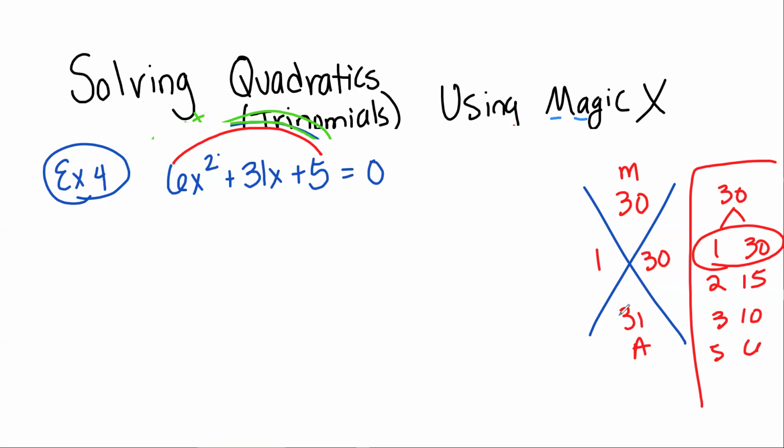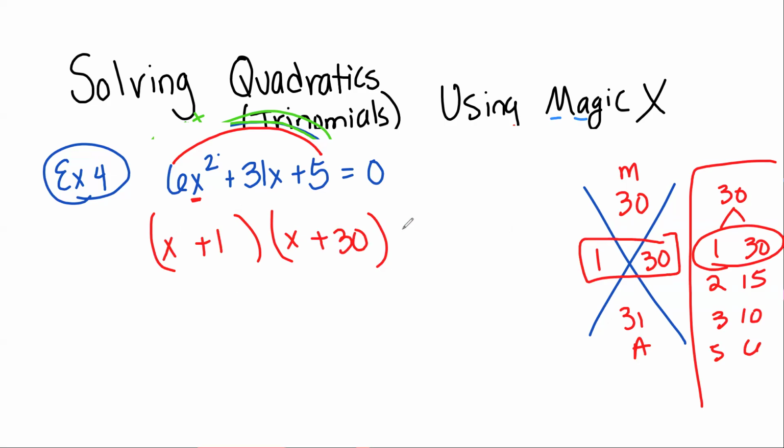1 plus 30 is 31. 1 times 30 is 30. No need for negatives. Yay. We make our two factors. See this x squared? 1 for you, 1 for me. Magic numbers, positive 1, positive 30, still equals 0, but oh, this is not a 1.